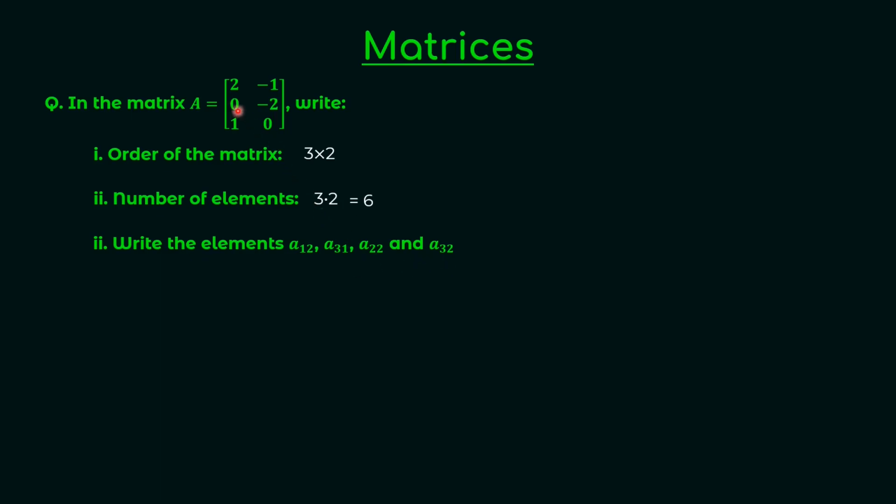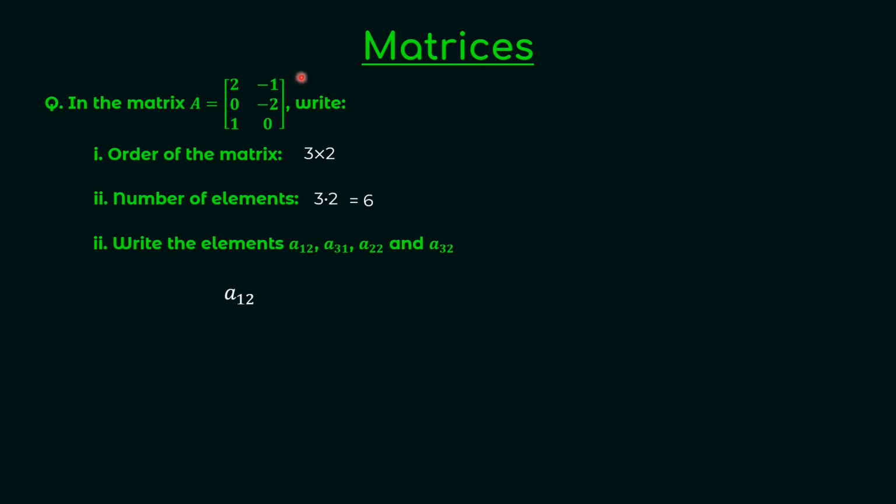Now here in this matrix, 2 is the first row first element A11 and minus 1 is the first row second element A12 and the element at second row first column is 0. Second row second column is minus 1. The element at third row first column is 1 and finally the element at third row second column is 0, right?